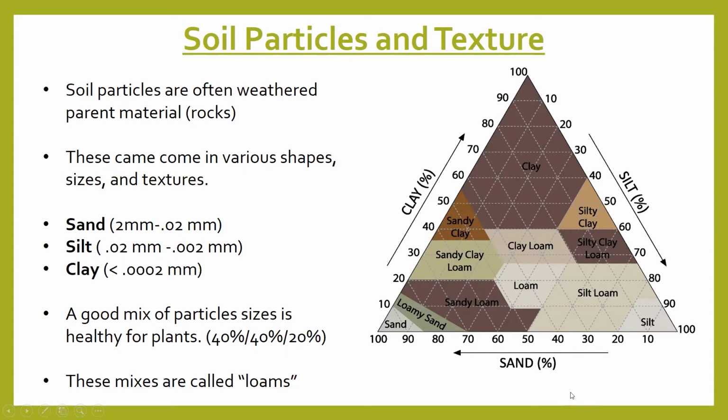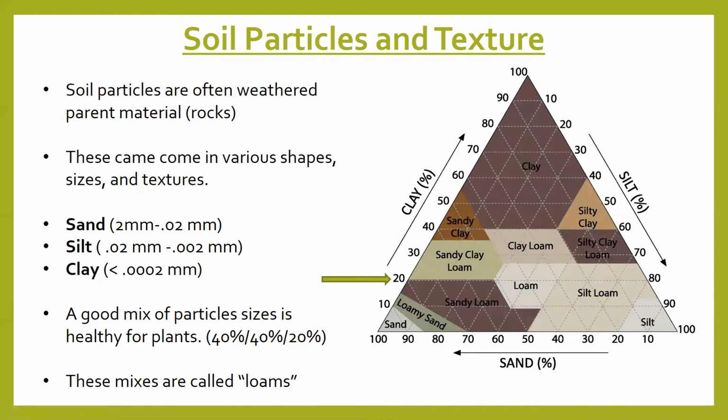And this is an easy diagram to help you, when you know the percentage of each of these in your soil, determine what your texture is like. So going to the loam mix that we had talked about earlier, that was 40% sand, 40% silt, and 20% clay, we can see how the chart gets us there.